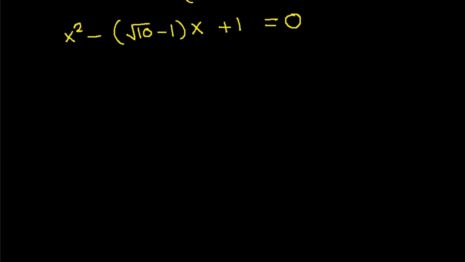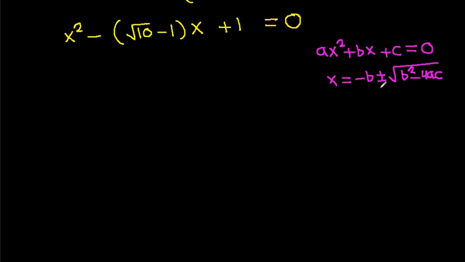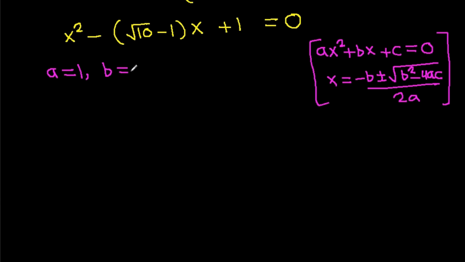And again, for equation ax square plus bx plus c is equal to 0, x is minus b plus minus square root of b square minus 4ac by 2a. And here a is 1, b is minus square root of 10 minus 1, and c is 1.